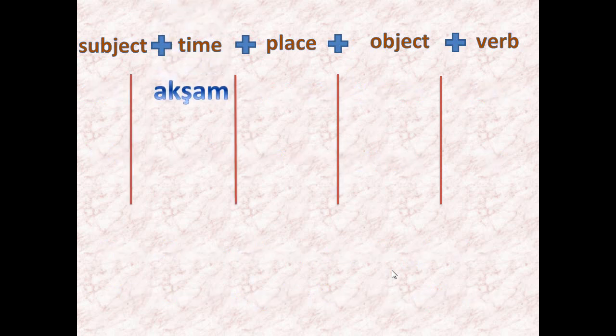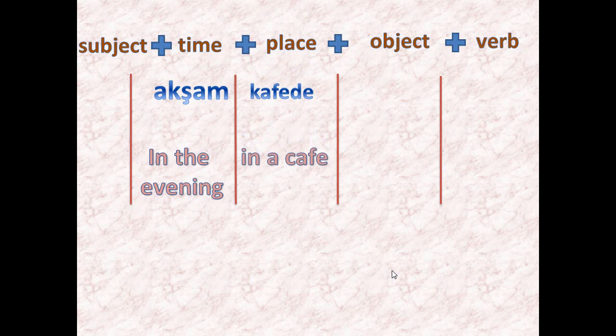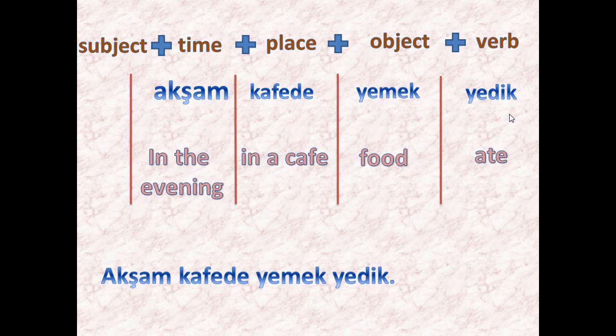Okay, akşam, in the evening, kafede, in a cafe, yemek, food, yedik, ate. Yedik has the suffix ik here, it means we ate. So we didn't bring the subject here, but we can understand who the subject is by the suffix of the verb. So the sentence is akşam kafede yemek yedik.